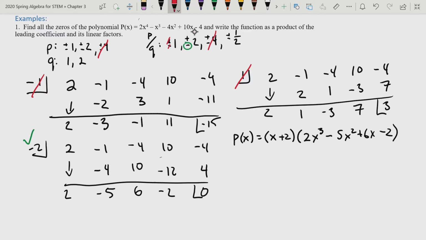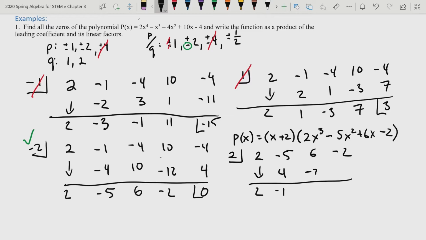Here, the next one is +2. So I put +2 in a box, and now I'll use the depressed polynomial. I'm going to use this one. I'm doing synthetic division on this to factor this. 2, -5, 6, -2. I bring the 2 down. 2 times 2 is 4. -5 plus 4 is -1. -1 times 2 is -2. 6 minus 2 is 4. 4 times 2 is 8. -2 plus 8 is +6. That's not 0. This one's no good.